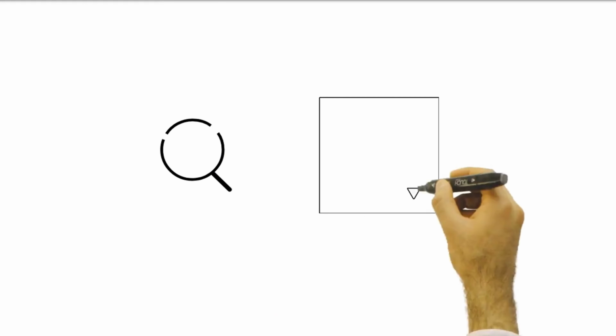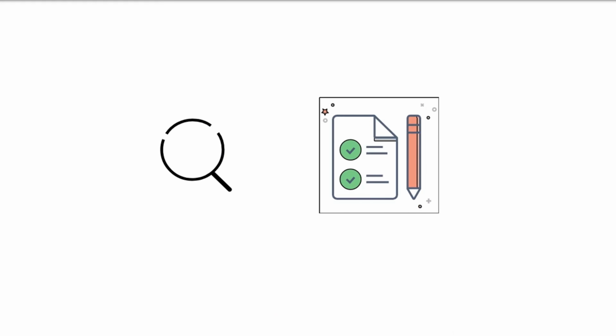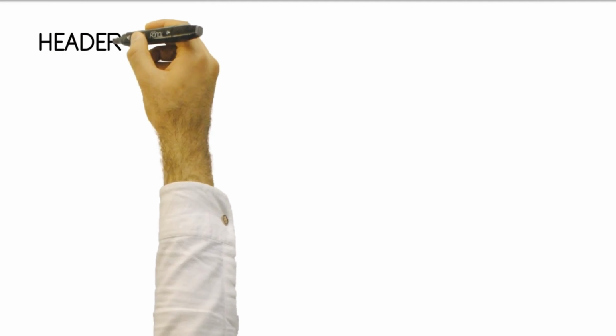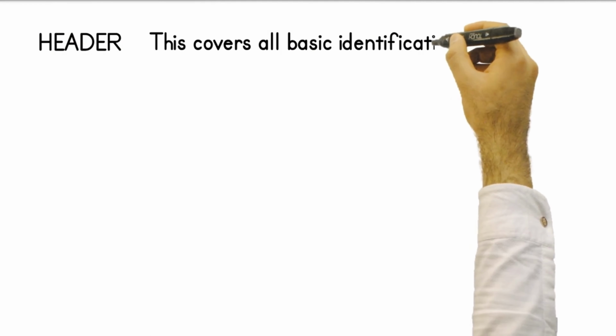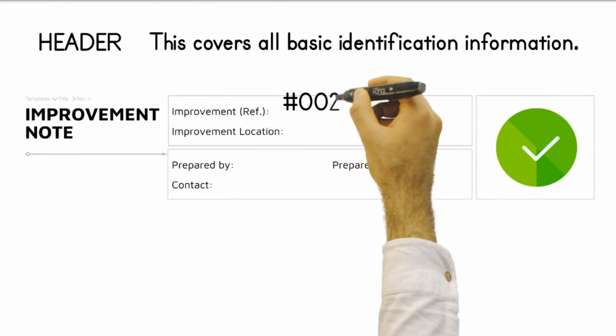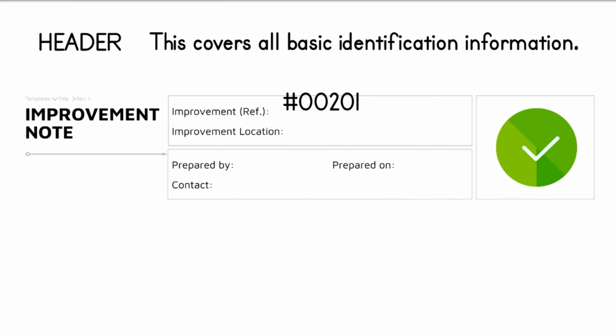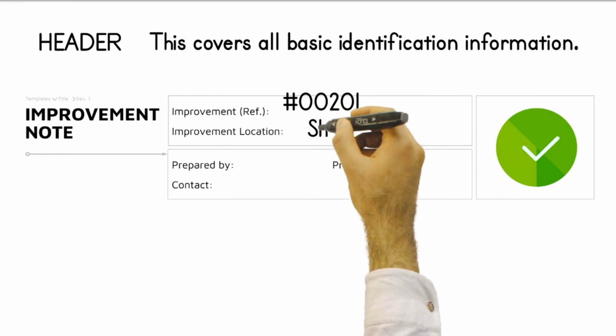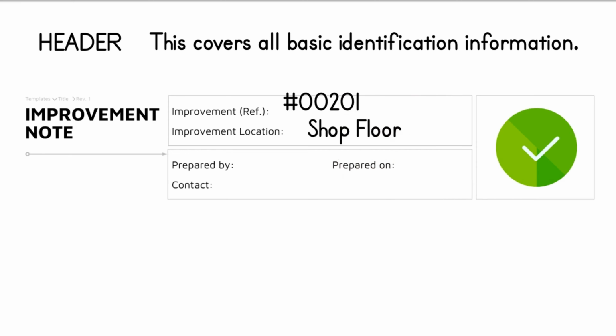Let's look at how to prepare an improvement note step by step. The first section is the header. This covers all basic identification information: case number, the unique ID of the improvement; improvement location, where the issue occurs or where the improvement is applied.